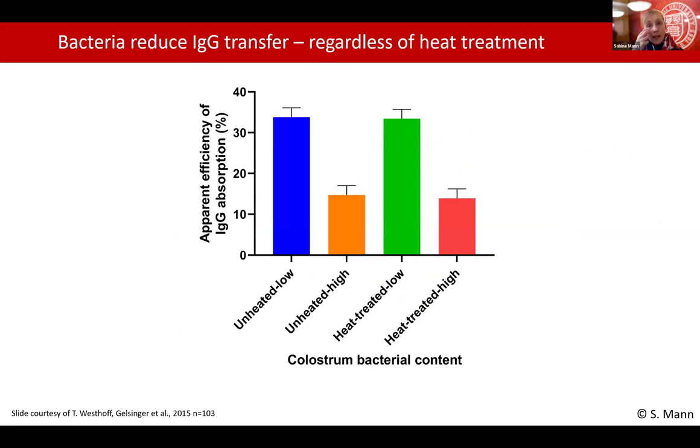Importantly, we also have to recognize that heat treatment is not the fix to all of our problems, because even if we heat treat colostrum, we still have some inhibition of absorption of immunoglobulins in this colostrum, as shown here on the slide provided by Trent, that he put together from a publication from Gelsinger et al. in 2015. So what we're showing here is that once you have contamination of colostrum with bacteria, even if you heat treat it, there will still be lower apparent efficiency of absorption, meaning less of the immunoglobulin that's ending up in the gut is actually taken up into the circulation of the calf.